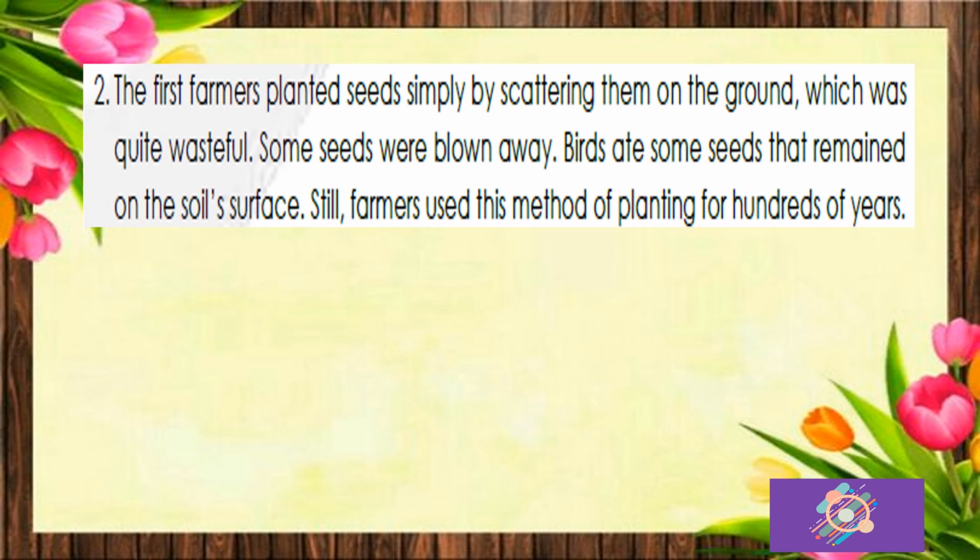Number 2, the first farmers planted seeds simply by scattering them on the ground, which was quite wasteful. Some seeds were blown away. Birds ate some seeds that remained on the soil surface. Still, farmers used this method for planting for hundreds of years.